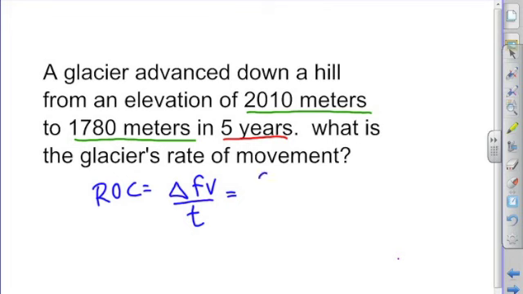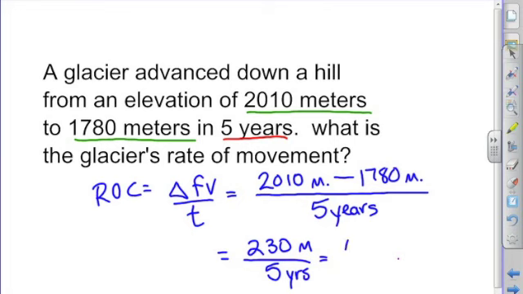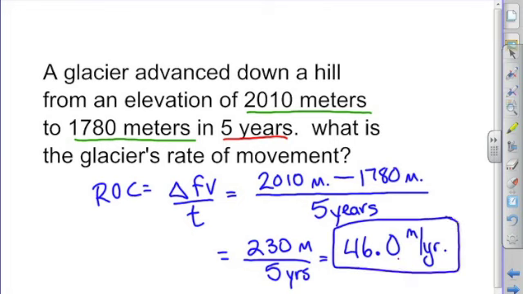The numbers here are 2,010 meters minus, you'll notice we always put the larger value up front, 1,780 meters over the time, which they very clearly identified as 5 years. Using your calculator, 2,010 minus 1,780 equals 230 meters on top divided by 5 years on the bottom gives us a rate of 46.0 meters per year for the rate of change at which the ice moved downhill.